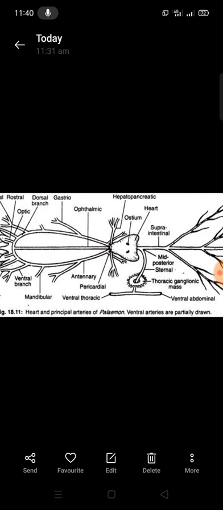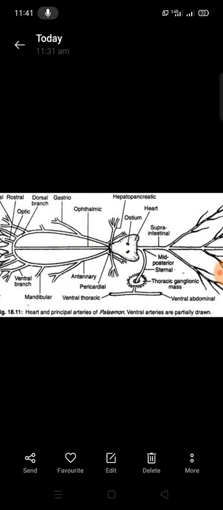Second one is the antennary arteries. First one, the median ophthalmic artery, supplies the blood to the head and the circumcephalic artery. It arises from the apex part of the anterior part of the heart, and supplies oxygenated blood to the head. When it enters the head, it joins the circumcephalicus artery.